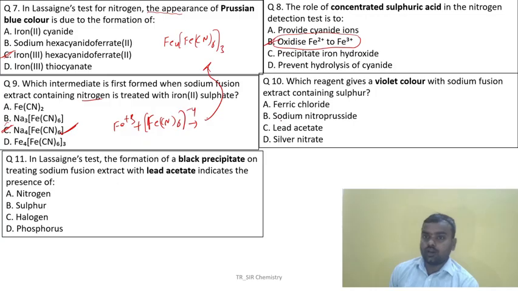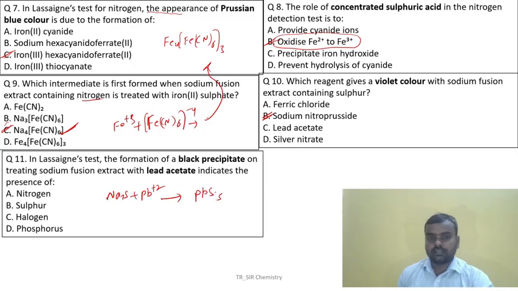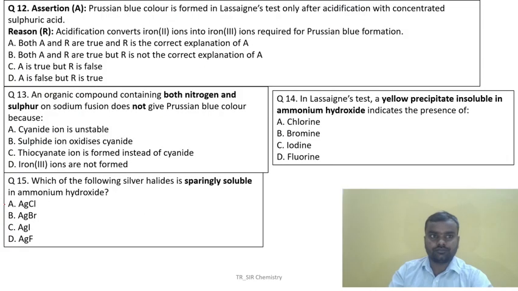Violet color. So violet color will be coming where? Ferric chloride, nitroprusside. Yes, nitroprusside test. In Lassaigne's test, the formation of black precipitate on treating the sodium fusion extract with lead acetate indicates sulfur. Na2S, when you treat with lead acetate, will form PbS. So option B is the right answer.